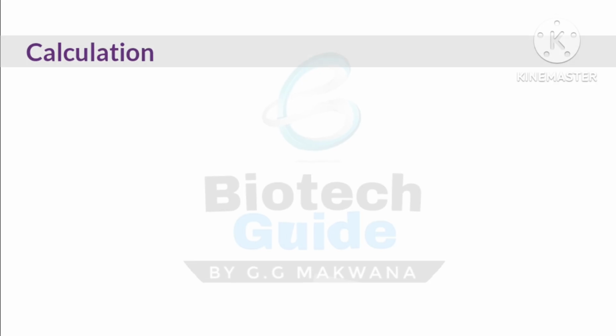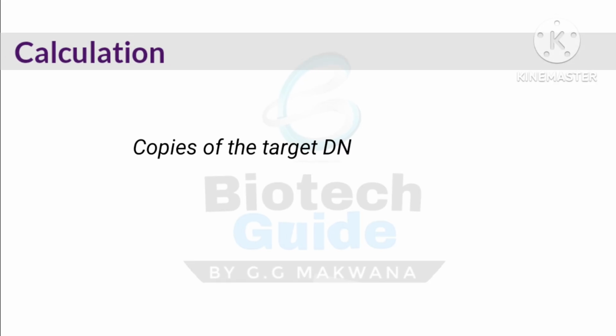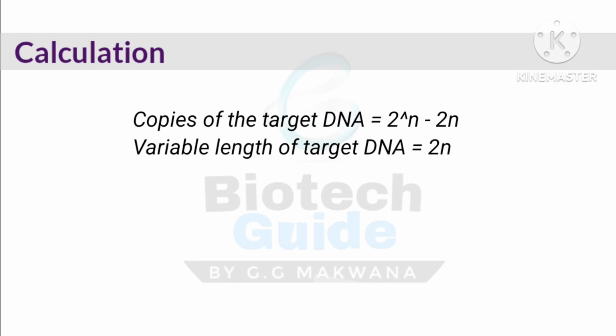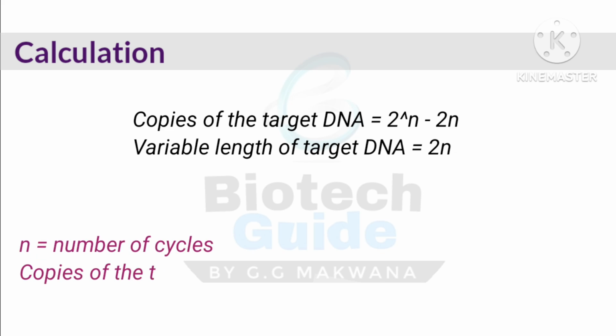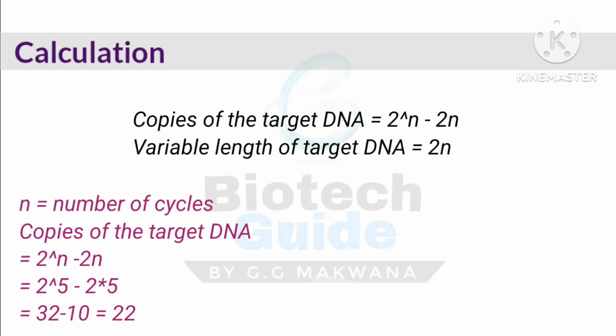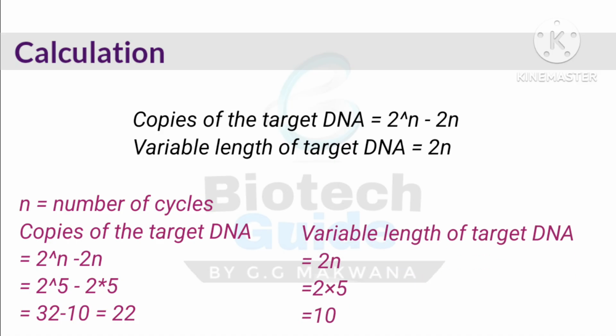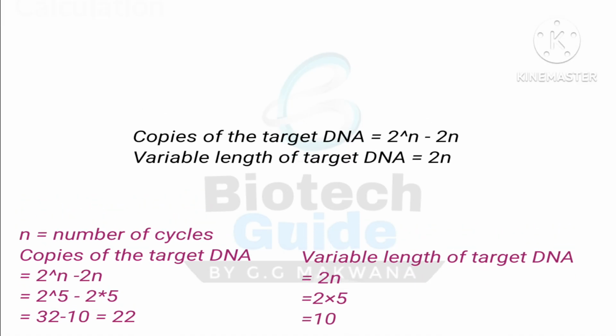How do we calculate the copies of target DNA in each cycle? Here one formula is there: the number of copies of target DNA is equal to 2 raised to n, and the variable length of target DNA is counted by 2n. Here n stands for the number of cycles. Here is one example. If we perform 5 cycles, the copies of target DNA are 2^5, and the variable length of target DNA is 10.